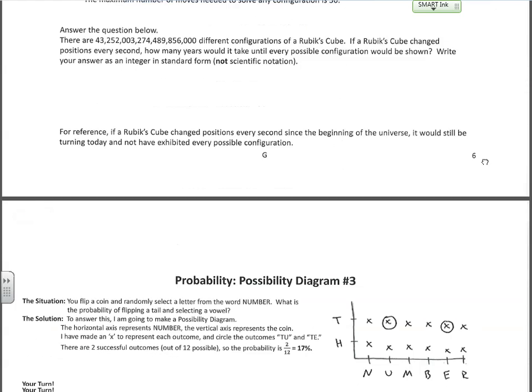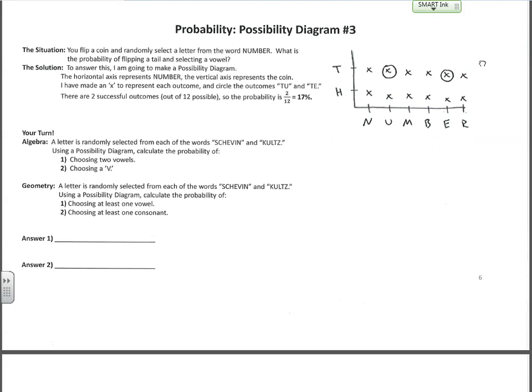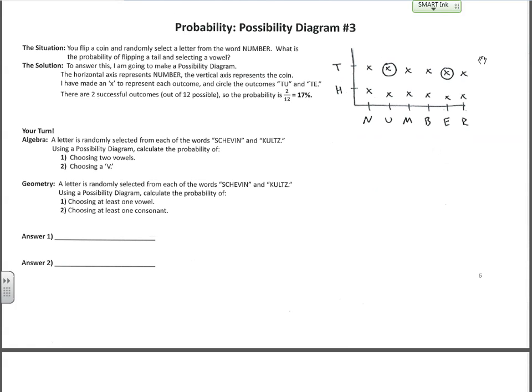Last but not least, nope, not last but not least, second to last but not least here. The possibility diagram, again, just promoting a method for you to look at a probability type situation and logically map it out, okay? If you flip a coin and randomly select a letter from the word number, those are 2 events. And so I put one event on the x-axis of this table and the other event on the y-axis. Number across the bottom, heads or tails going up the side. Okay, and every x represents an outcome.